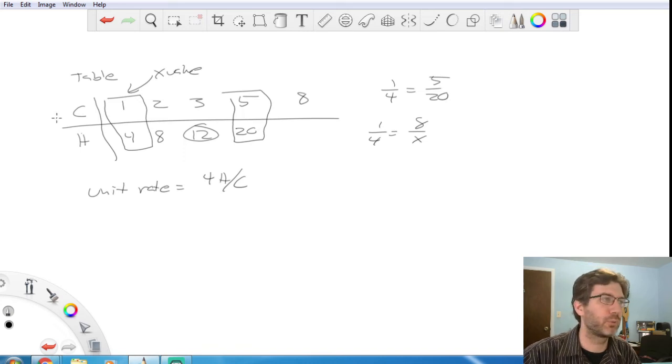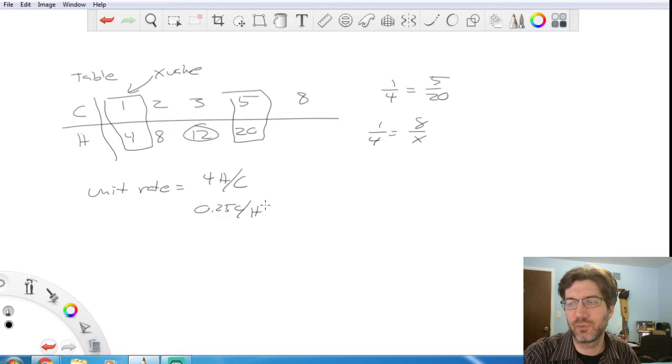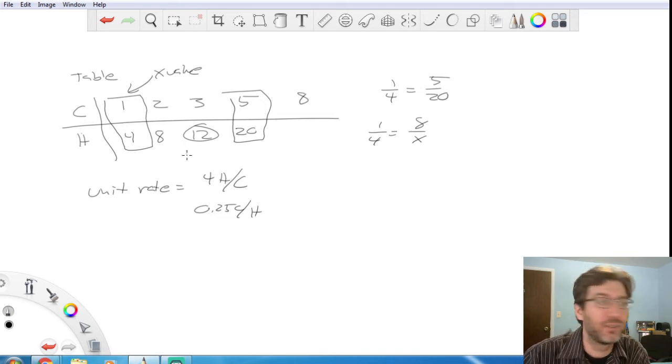I mean, you could flip them around and get that unit rate too if you wanted, but this one makes more sense. You could have 0.25 carbon per hydrogen. If you want the inverse of it, you just flip it. But this is probably the better answer there.